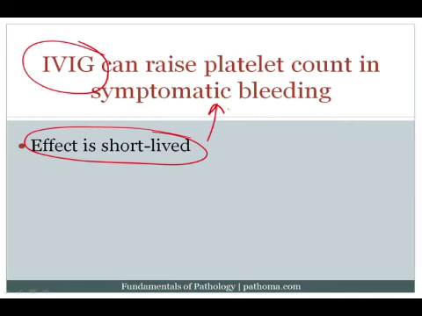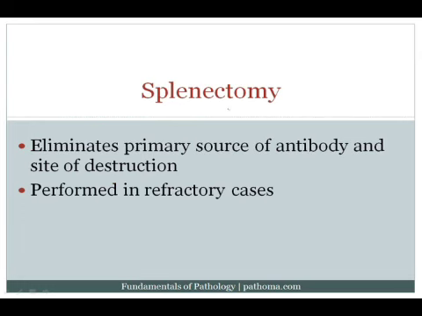The final treatment, and sort of the very last stage treatment, would be to do splenectomy. Very high yield to know that when a patient gets splenectomy, you're actually going to eliminate both the source of the antibody, because remember, the plasma cells in the spleen were making the antibody, and you're going to eliminate the site of destruction, because remember that the macrophages of the spleen were the cells that were eating the antibody-coated platelets. So splenectomy kind of kills two birds with one stone. Very important to know that splenectomy kills two birds with one stone. But it's only performed in refractory cases.